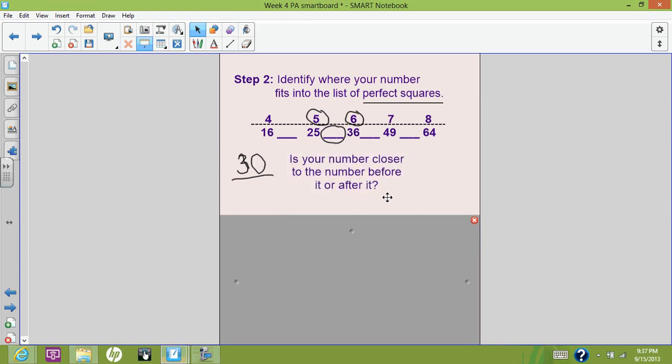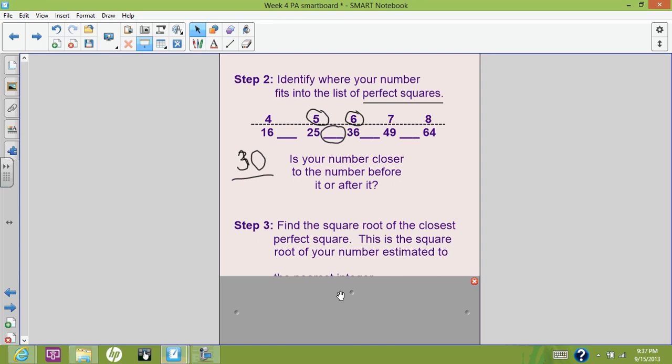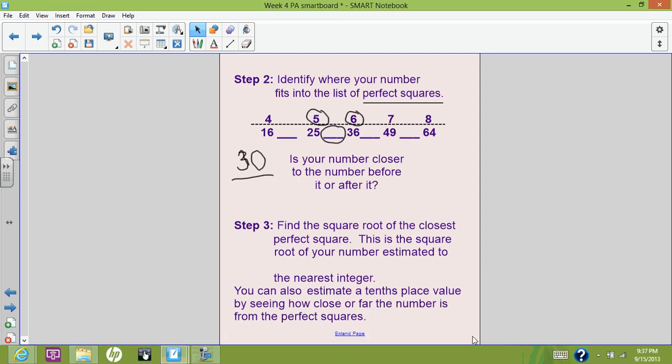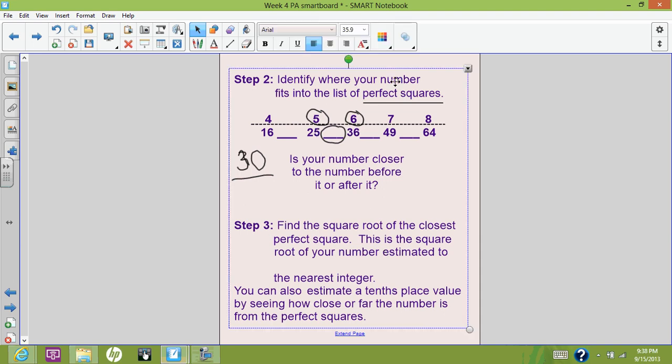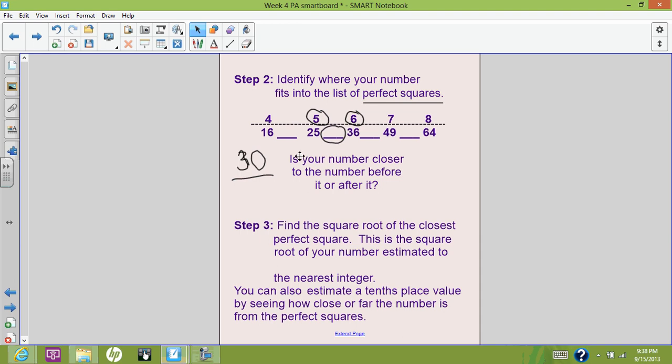And then you need to ask yourself, is your number, in this case 30, closer to the number before it or after it? So 30 is 5 away from 25 and it's 6 away from 36. Once we figure that out, it's closer to 25 but not by much. Our step 3 is to find the square root of the closest perfect square, in this case 25, and that would give us the estimated square root of 30, which would be 5.